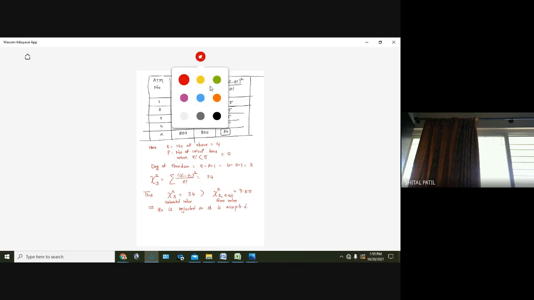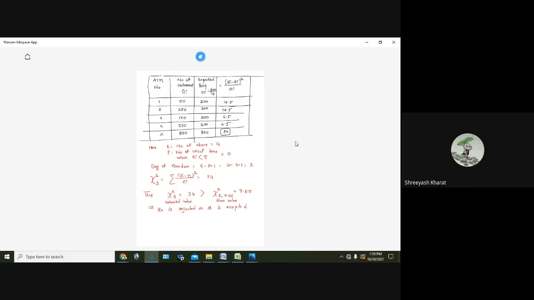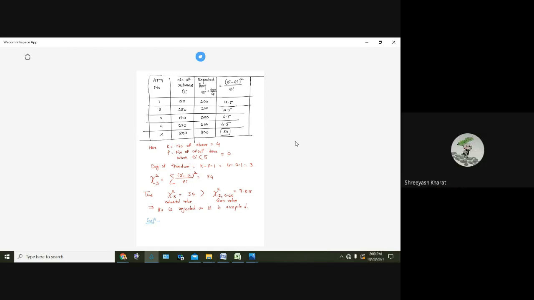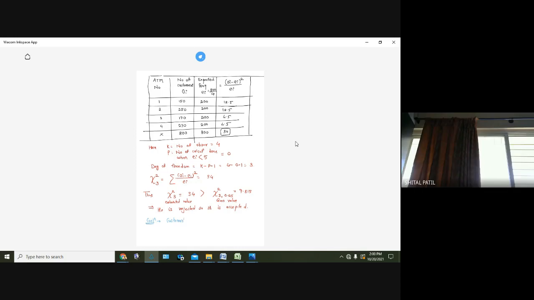So what is the conclusion, sir? No, sir. What happened? Didn't understand, sir. It's not easy. Just one minute. Customers are not uniformly distributed over different ATMs. Okay, tell me what you didn't understand.